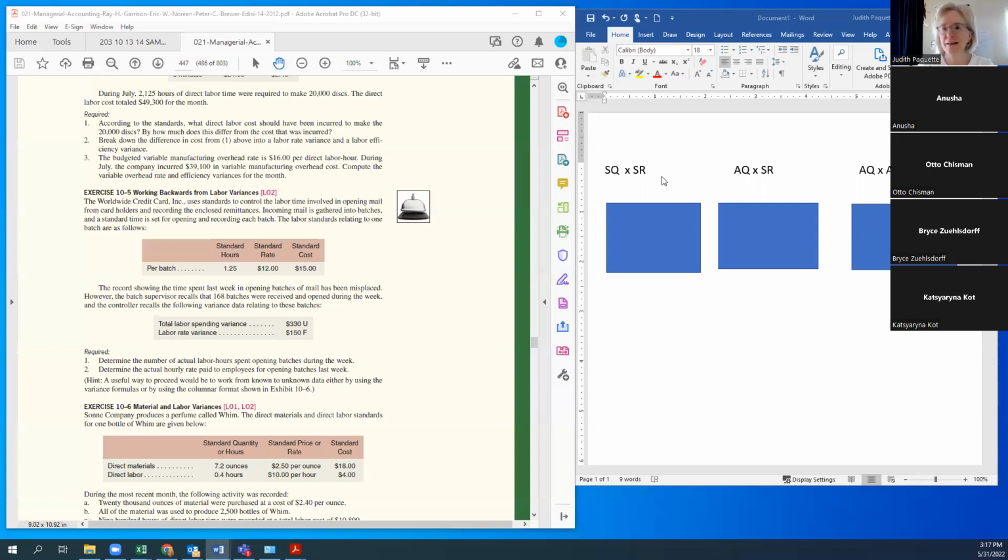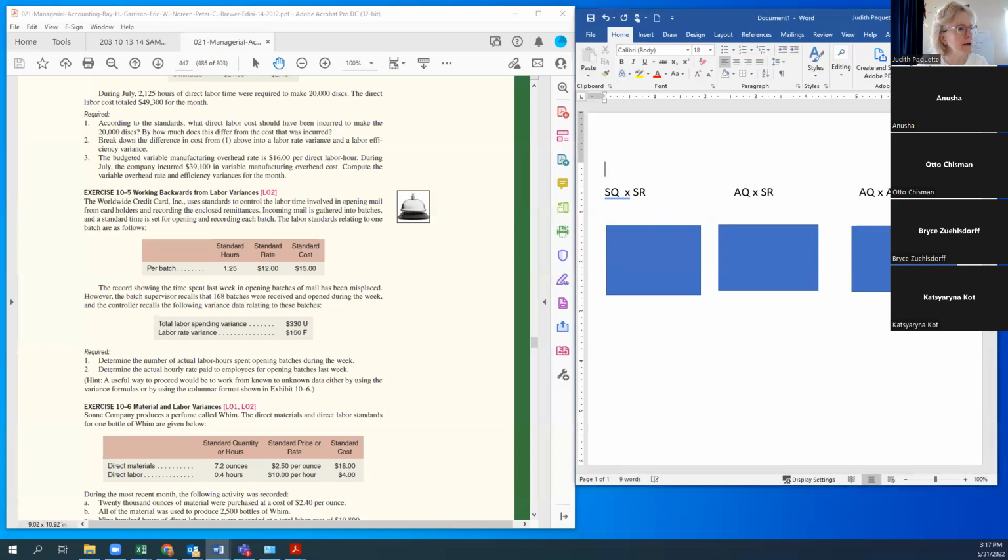I use the boxes because I'm a graphical organizer person. Not everybody is. Some of you just prefer the straight algebra, and that's fine too. But notice that on the right side, you've got all A's, actual quantity, actual rate. And on the left side, you have standard quantity, standard rate. This is with labor. We don't have to split the box with labor.